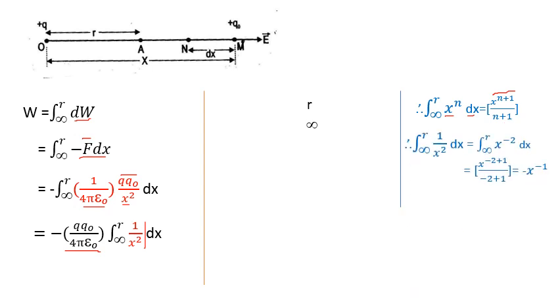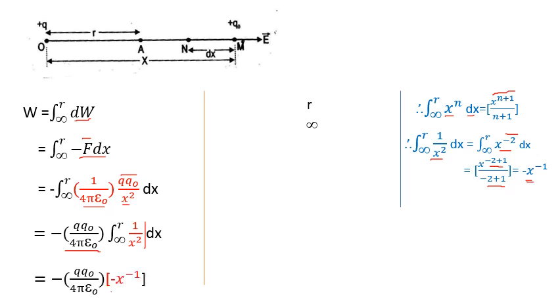Here n is nothing but, see I have written 1 upon x square, we can write it as x raised to minus 2, and the value of n is minus 2. So this is minus 2 plus 1 upon minus 2 plus 1. Go on simplifying this, you will get minus x raised to minus 1. So this is the value of integration.